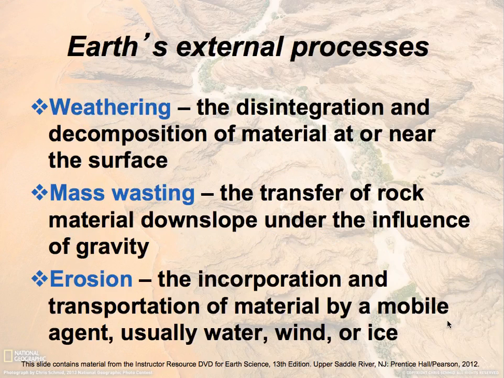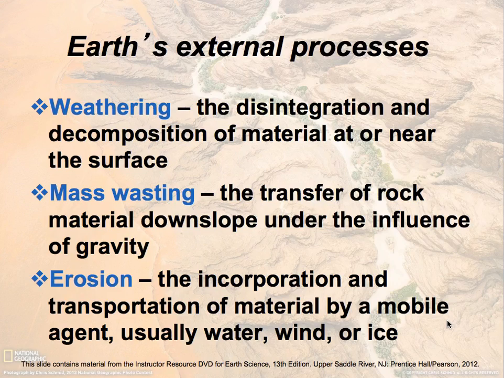The Earth's processes in this chapter that we'll be covering are weathering, mass wasting, and erosion. Weathering is essentially the disintegration and decomposition of material, or the breaking of geologic material at or near the Earth's surface. That can happen through physical means, mechanical means, or chemical means. Oftentimes, it's a combination of both. In fact, most often it is a combination of chemical and physical processes that produce weathered material.